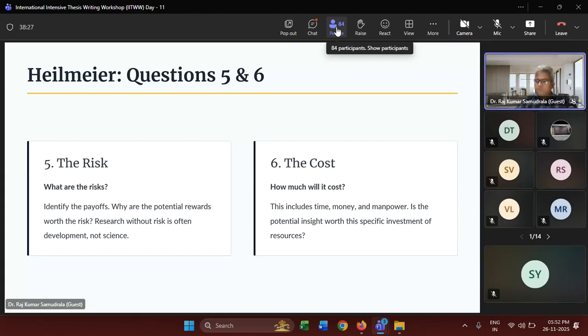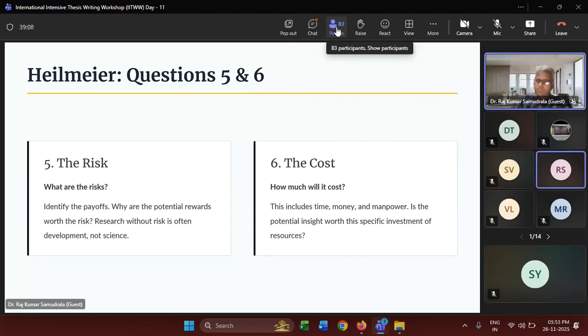And in that problem, in that idea, in that plan, what is the risk? Identify the payoffs. Based on the risk, reward will be there. Why are the potential rewards worth the risk? Research without risk is often development, not science. Research must have some risk. Without risk, if you are taking a problem without challenges, then it doesn't make any significant sense.